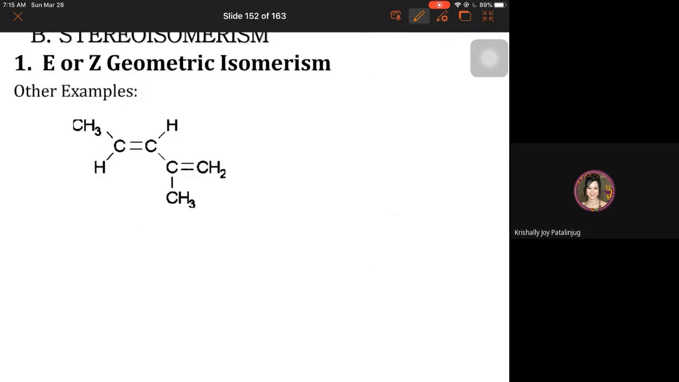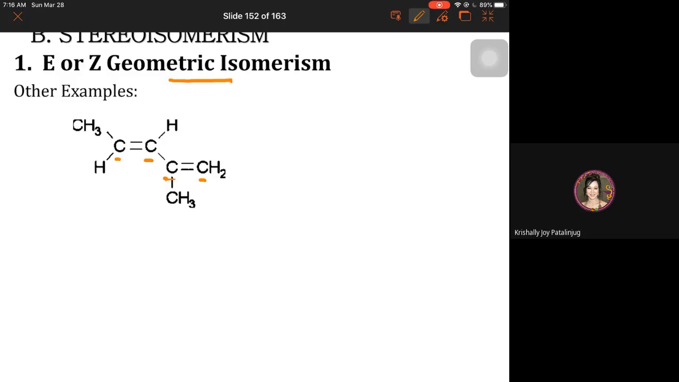Okay, for this example, as you can see, dalawa yung double bonds in this alkene group. So analyze first which part of this molecule, saang parte na may double bond, shows geometric isomerism. Sabi natin, kapag geometric isomerism, dapat for each double bond carbon, magkaiba yung group of atoms attached to it. That's the time it shows geometric isomerism.